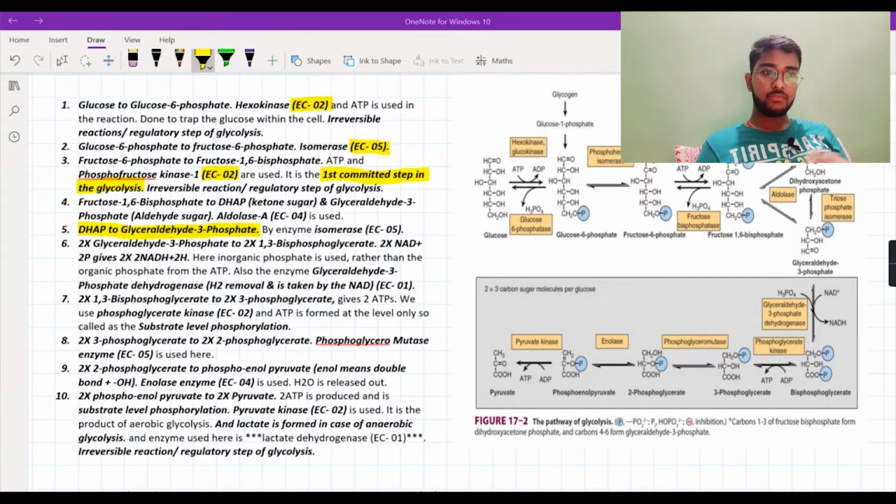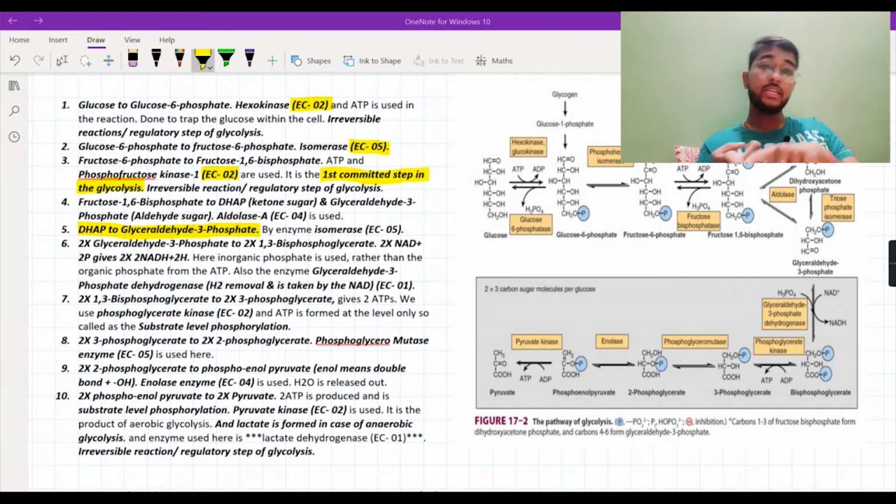So now comes the second phase of the reactions, in which we are going to get ATP, pyruvate and NADH formed. So this is the return on investment phase. The sixth reaction is where the 3-carbon compound having one phosphate, glyceraldehyde 3-phosphate, is converted to 2 molecules of 1,3-bisphosphoglycerate, and here 2 NAD are converted to 2 NADH. So here we get 2 NADH molecules also, and the enzyme used here is glyceraldehyde 3-phosphate dehydrogenase.